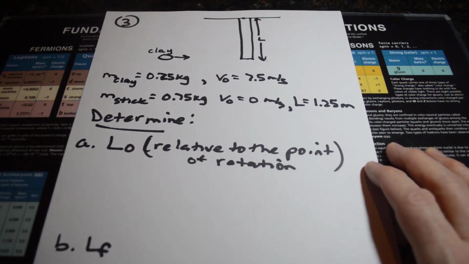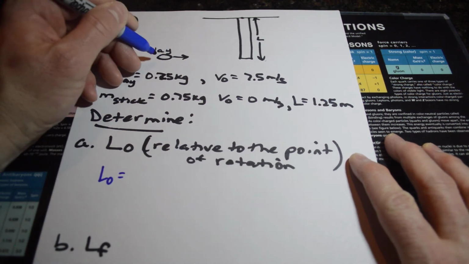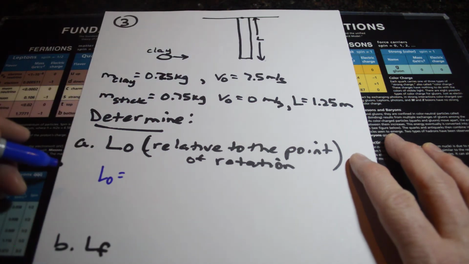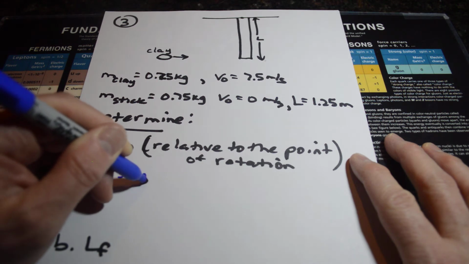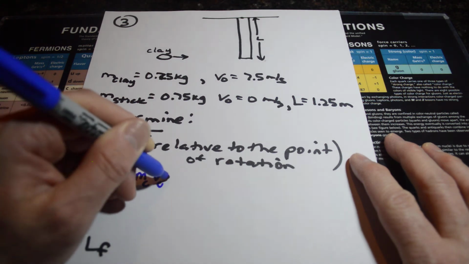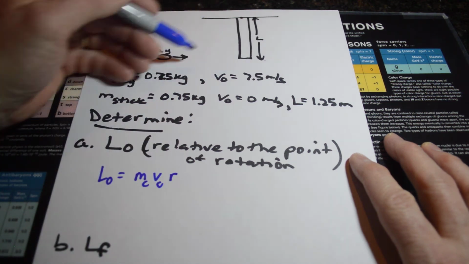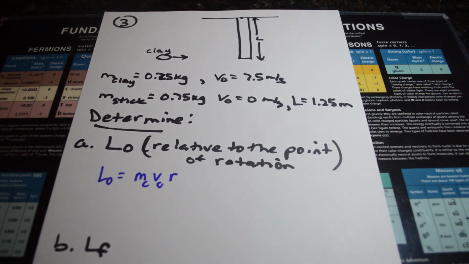And this is something that's pretty difficult for students to realize, that it's not rotating, but relative to that point over here, it has angular momentum in the system. And that angular momentum is going to be equal to the mass of the clay times the velocity of the clay times the radius, which would be, when it hits it, how far it is from the point of leverage, the lever arm, if you will, that would cause it to rotate.